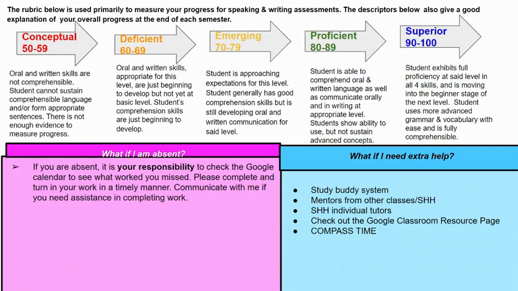they can consult other students in the class, the mentors from Spanish Honor Society. Check out the Google Classroom resource page. But I highly encourage all students to take advantage of the compass time that we have scheduled every day besides Wednesday during the school day. And that time can be used for enrichment, for extra tutoring, or to complete any assessments that were not completed in class.